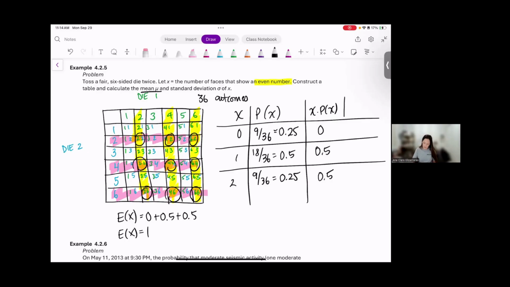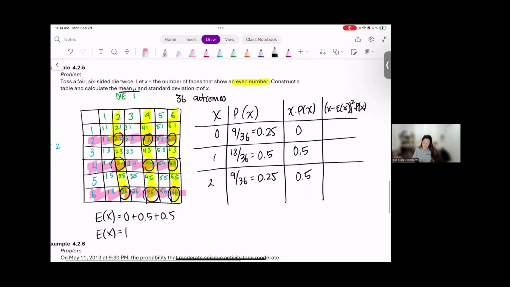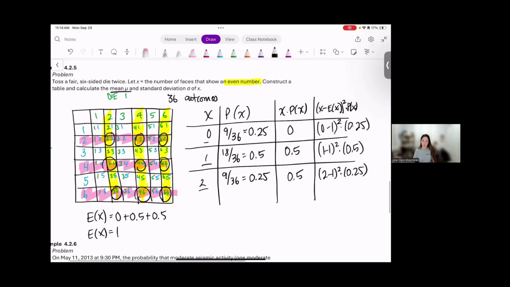What is the standard deviation? In order to calculate the standard deviation, I need to take each x value minus the expected value, square that, and multiply it by the probability. So the x value of 0 minus 1, which I expect to happen, squared, times the probability of 0.25. The x value of 1 minus 1 squared times the probability of 0.5. And the x value of 2 minus 1 squared times the probability of 0.25. So these are the values, and the expected value was 1.